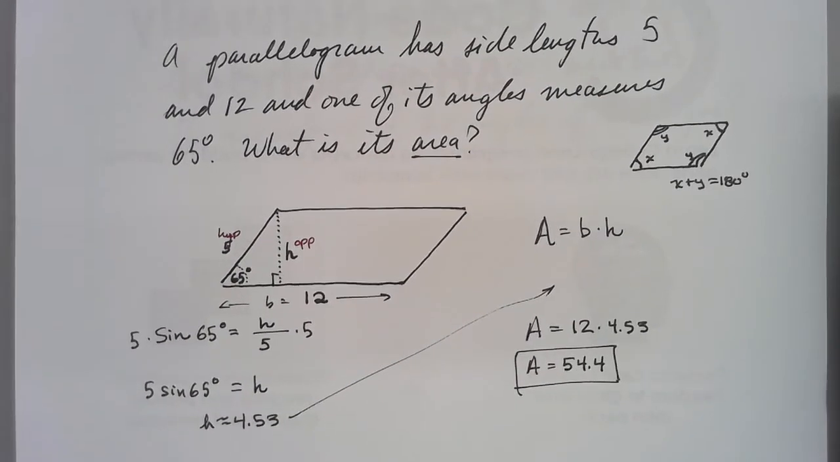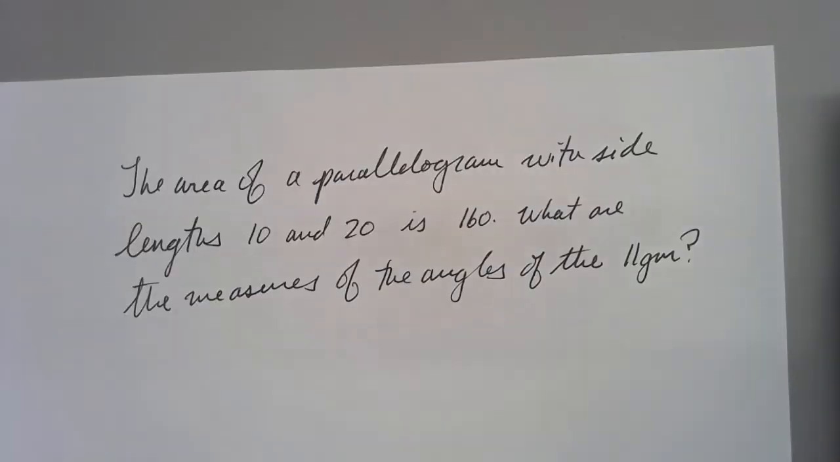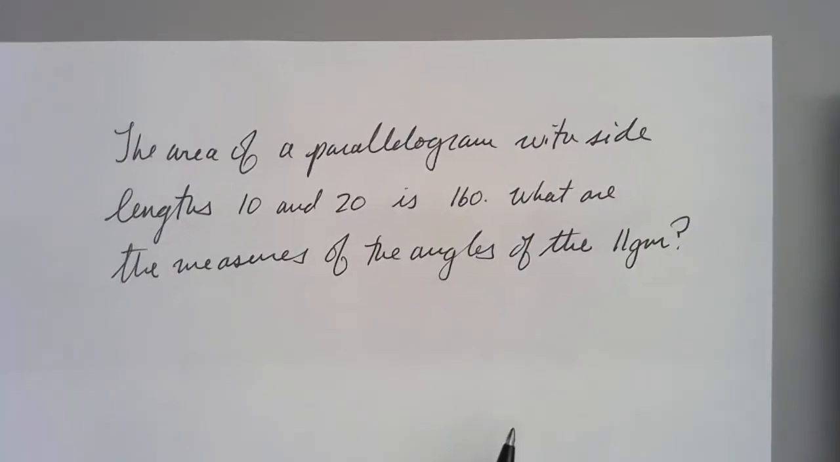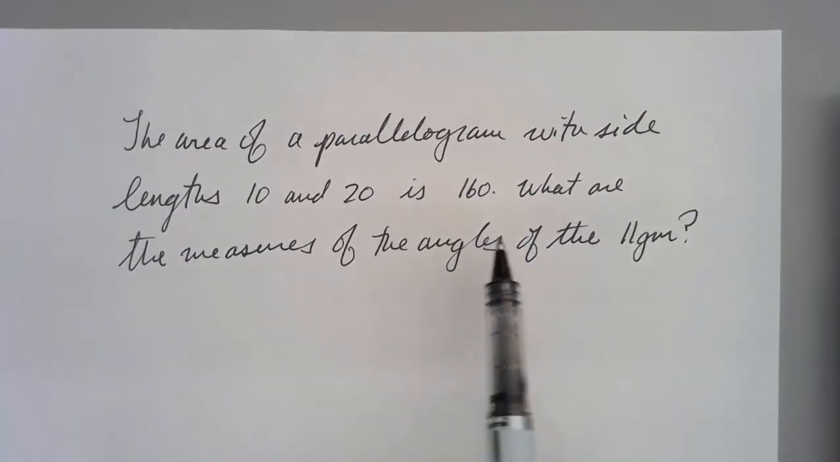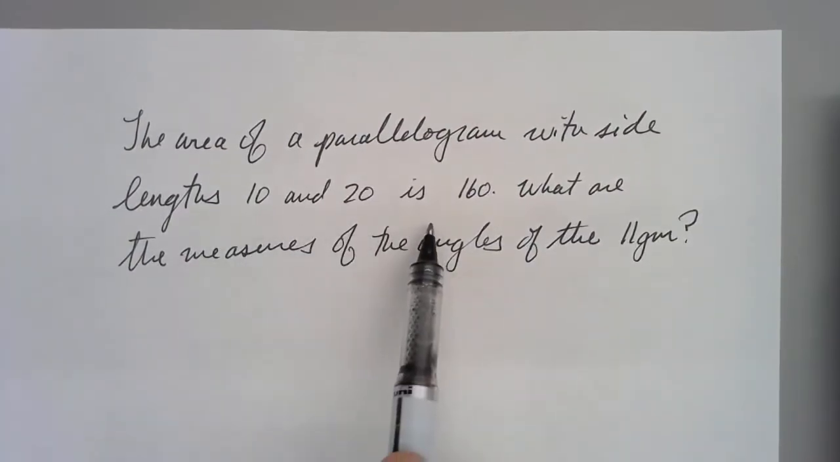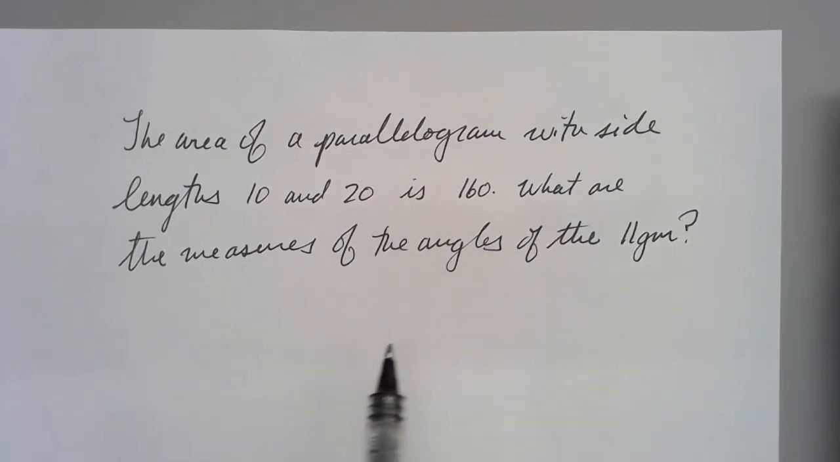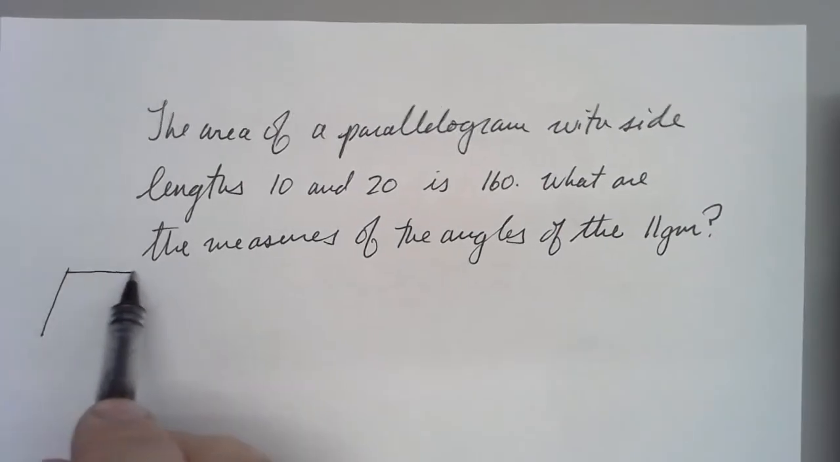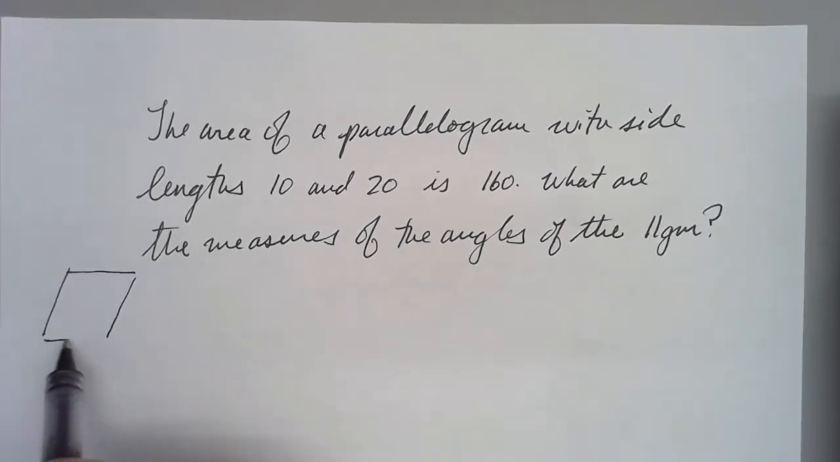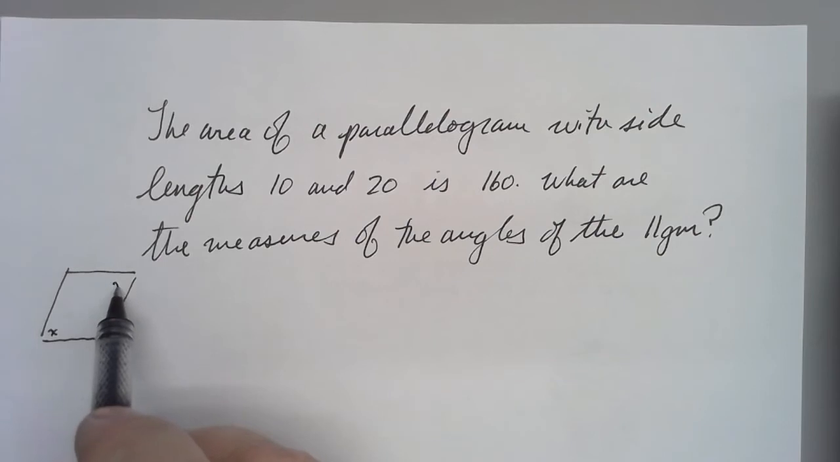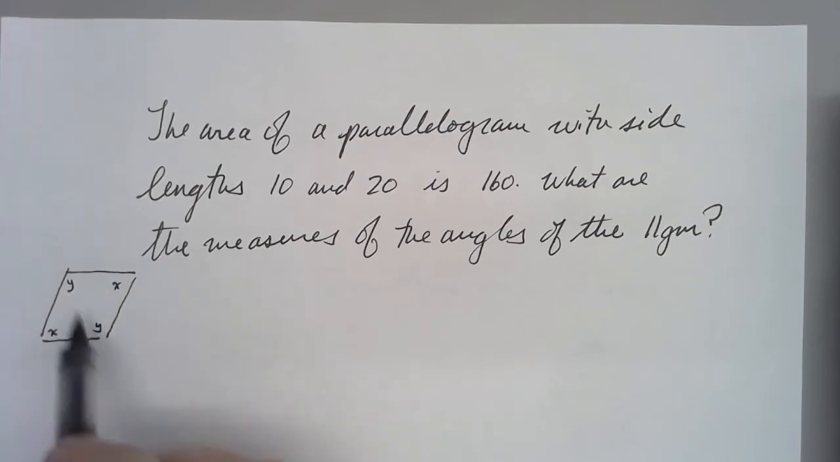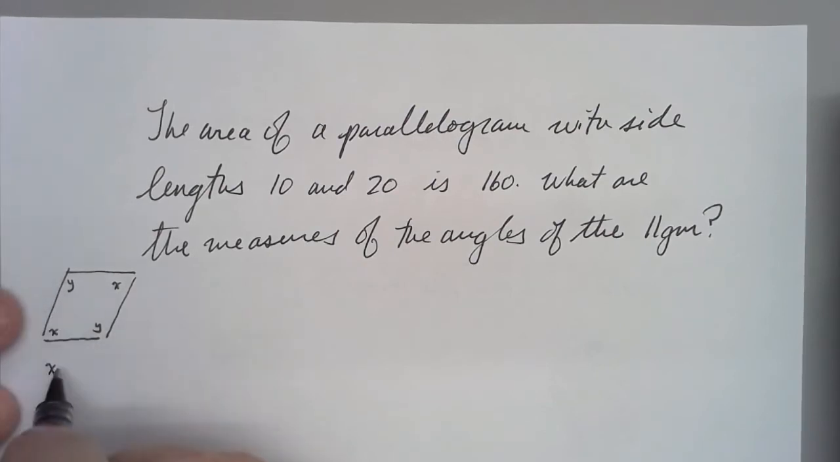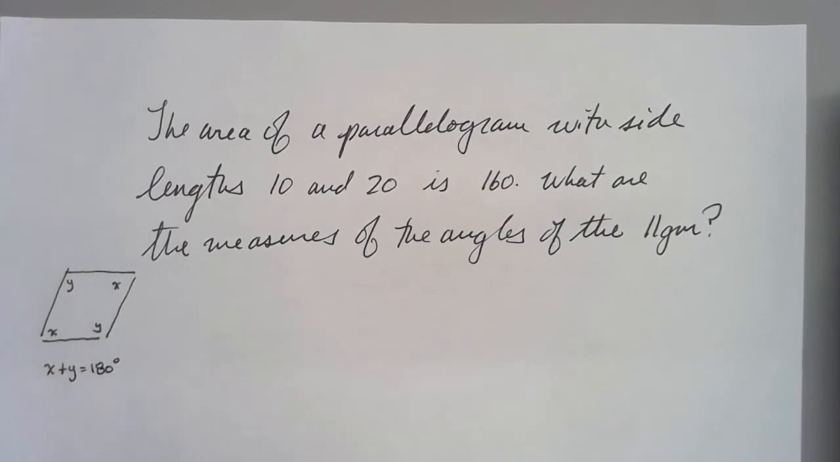Let's look at our last example. The area of a parallelogram with side lengths 10 and 20 is 160. What are the measures of the angles of the parallelogram? Alright, so in this problem we're told the area. So again, let's remind ourselves what we know about the angles of a parallelogram. Opposite angles have to be congruent, and if they're consecutive, not opposite, they will be supplementary.